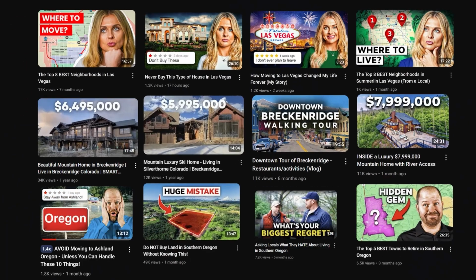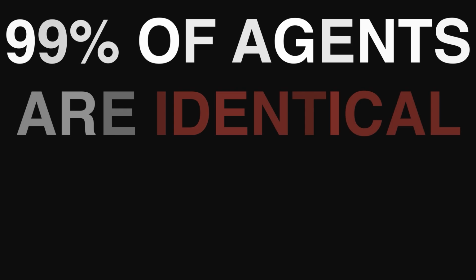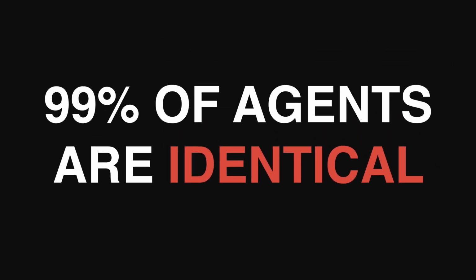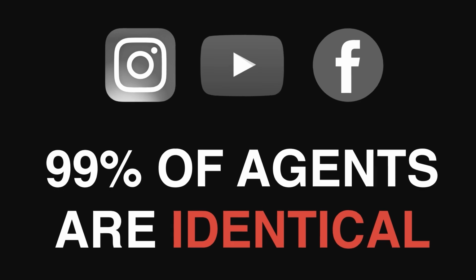Now, I've worked with lots of agents one-on-one. I've coached hundreds of agents. And unfortunately, 99% of agents online all look identical. Okay, if you've seen it on Instagram, if you've seen it on YouTube, if you've seen it on Facebook, they all post the same stuff. And so I'd encourage you, with your branding, try to be a little bit different. So here's a couple things that you can do to stand apart.